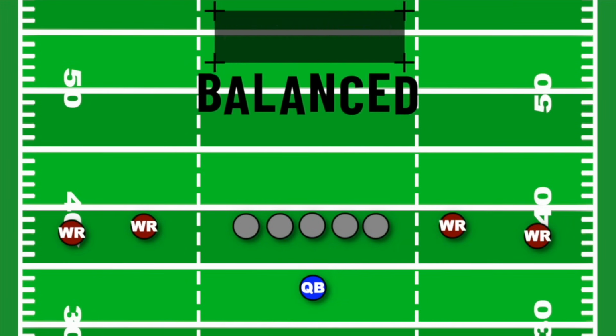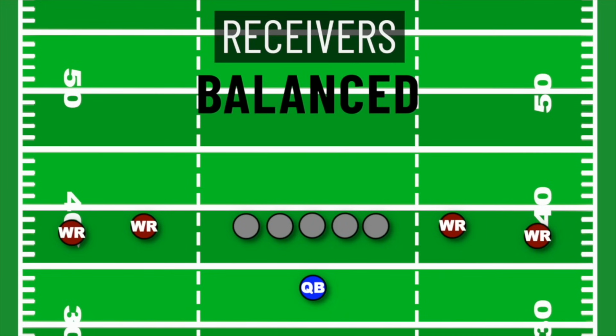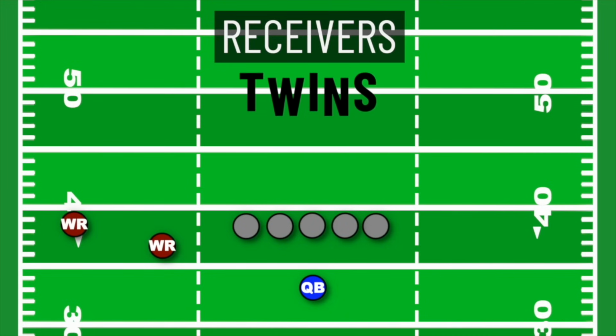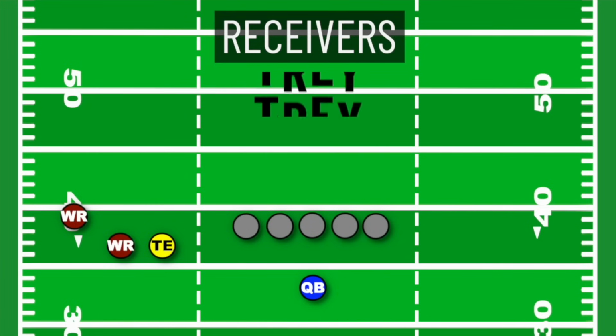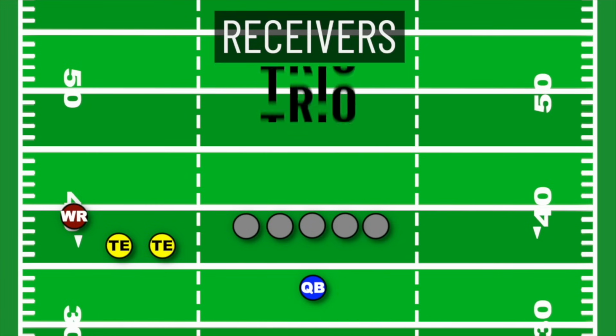A balanced formation means the same number of receivers are lined up on each side of the formation. Twins is a 2 receiver set with an outside receiver and a slot receiver on the same side. Trips is a 3 receiver set, all on the same side, and trips has a couple of variations.